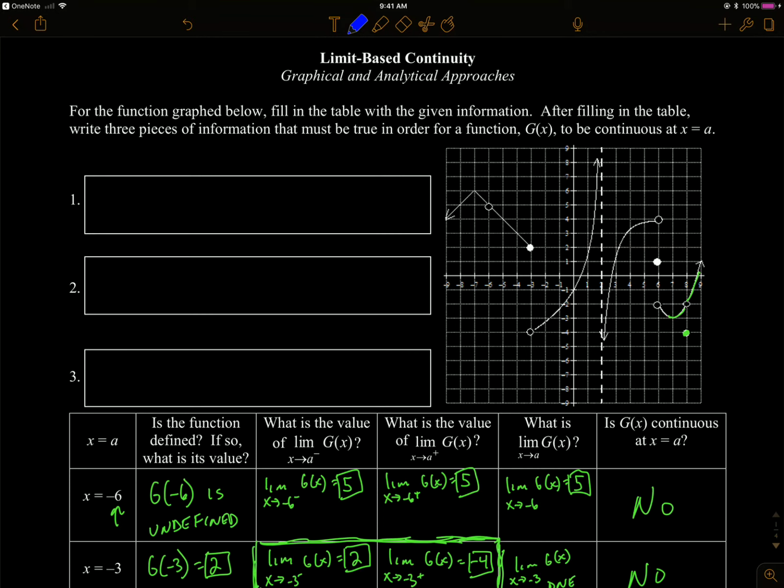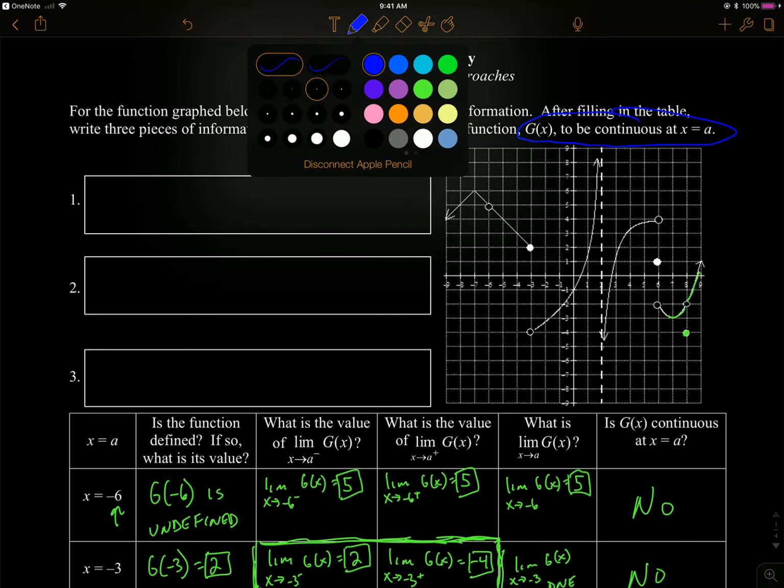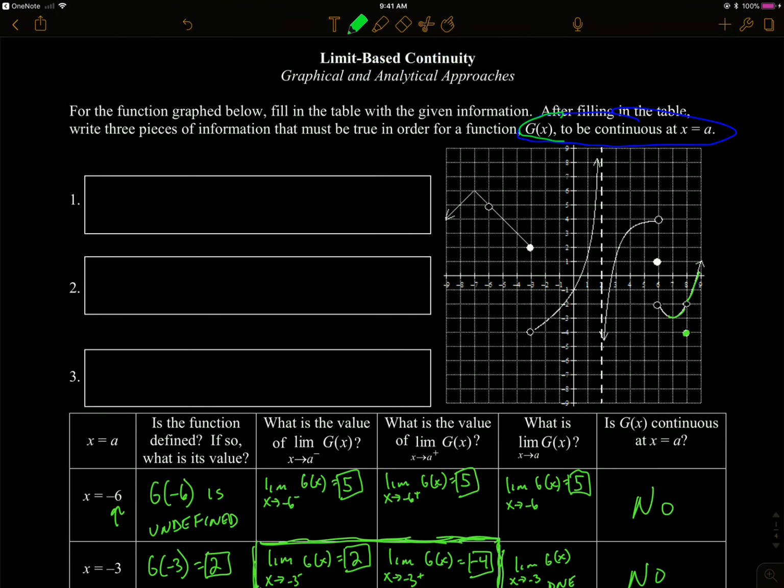So this is for if we want to see if it's continuous at a target value, I like that green better, at a target value of a. Okay, so we're talking about just at any given x value a, what has to happen for it to be continuous. I'm going to actually give you the last one first. f of a has to equal the limit as x approaches a, and they have to equal L, which is whatever the number is.